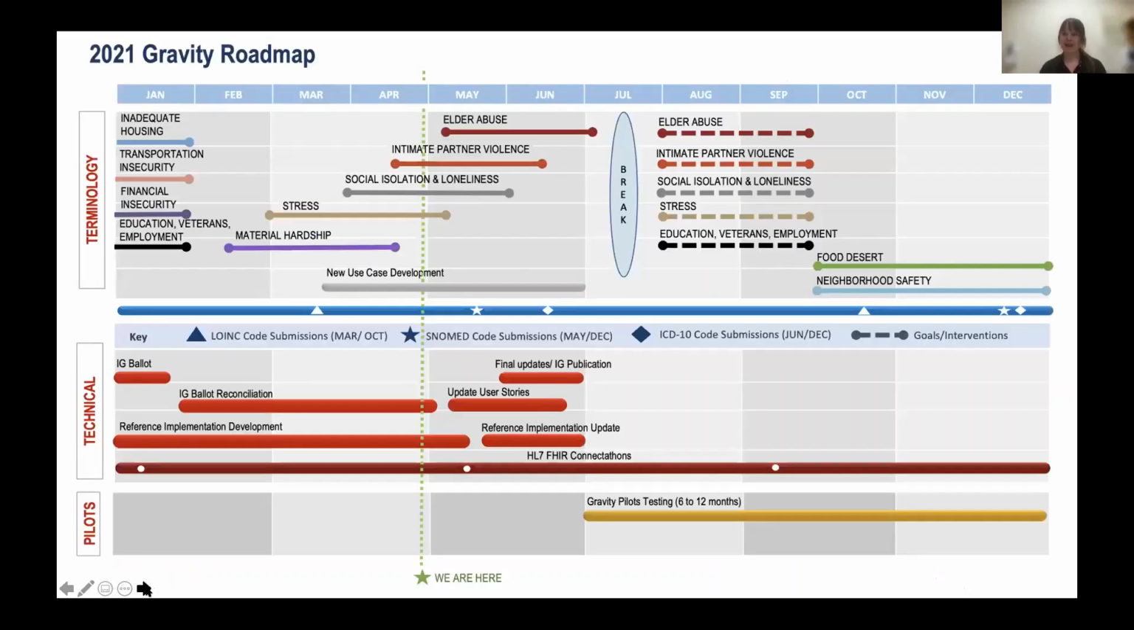So this is our roadmap. I know it probably looks a little overwhelming. Where we are right now is represented by the green line. Over the course of the last few years, we've gone domain by domain to address food insecurity, housing instability, homelessness, inadequate housing, financial insecurity, less than a high school education, being a veteran, being unemployed, transportation insecurity, and we just completed material hardship and just completed stress.